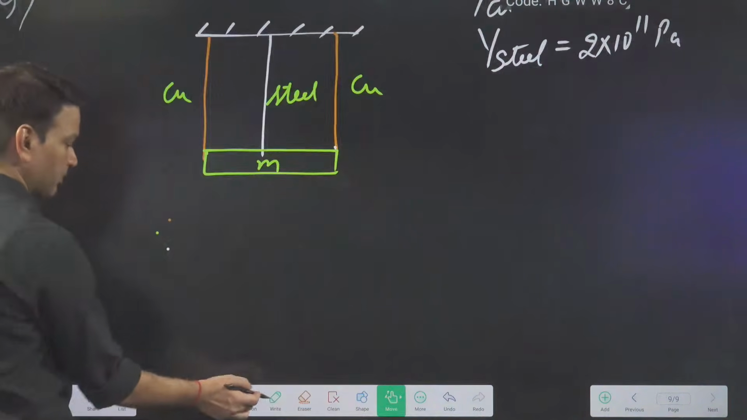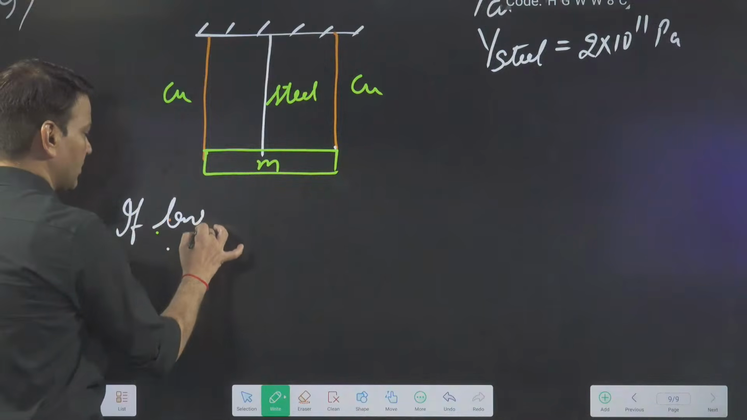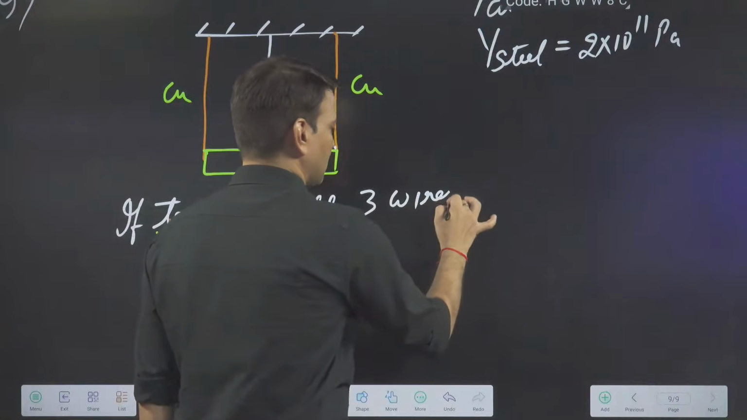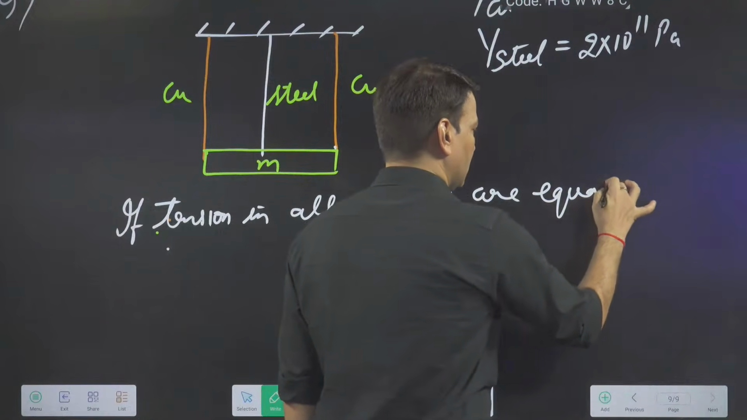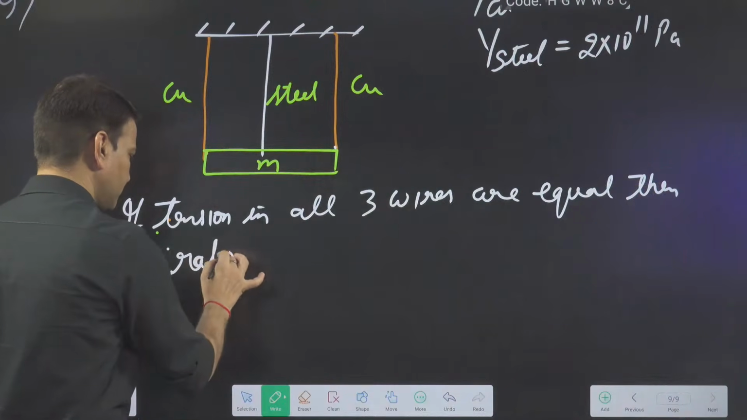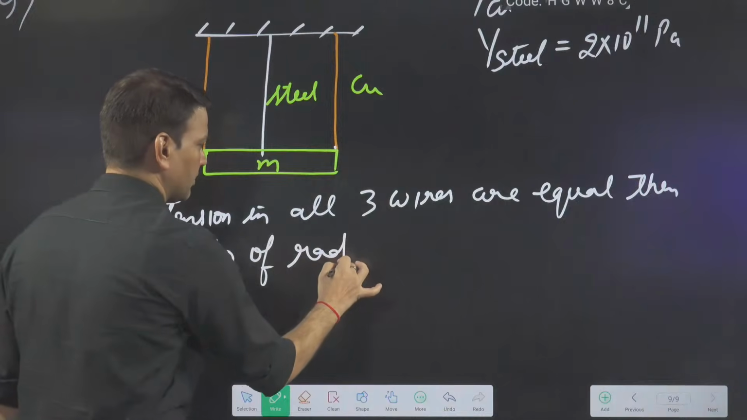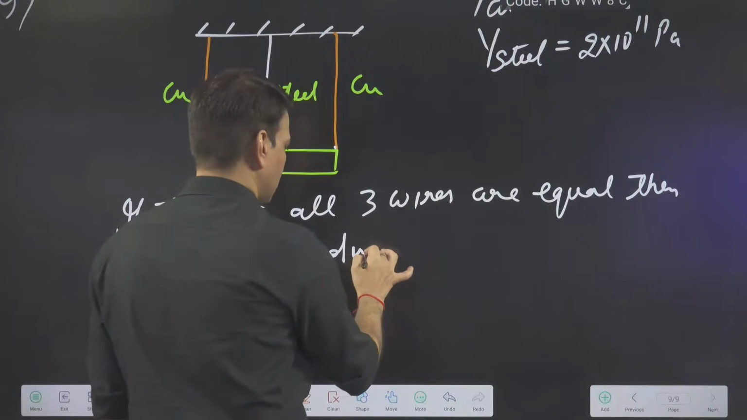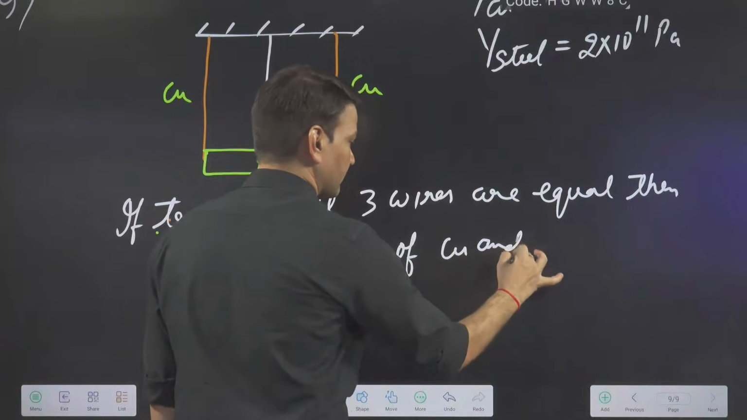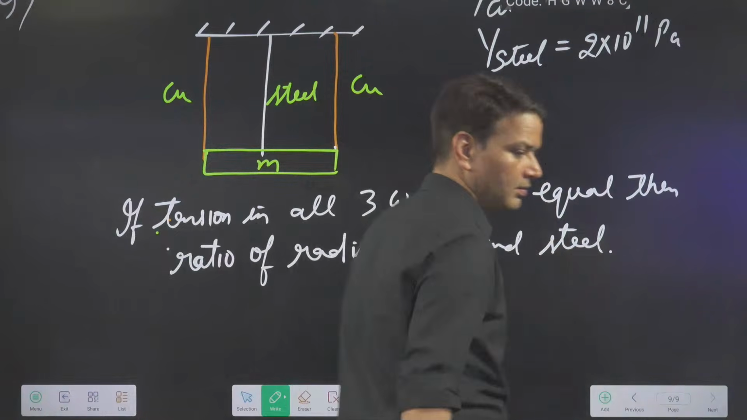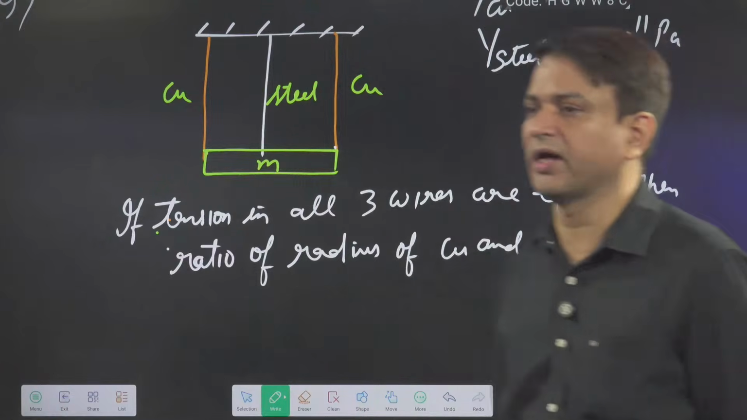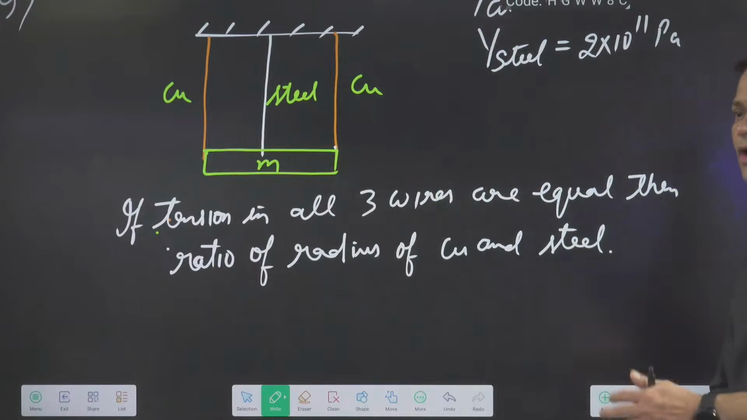Now what I'm saying, if the tension in all the 3 wires is equal, then find the ratio of the radius of copper and steel. So what I said, if the tension in all the 3 wires are equal, then we have to find the ratio of the radius of the copper and the steel wire.